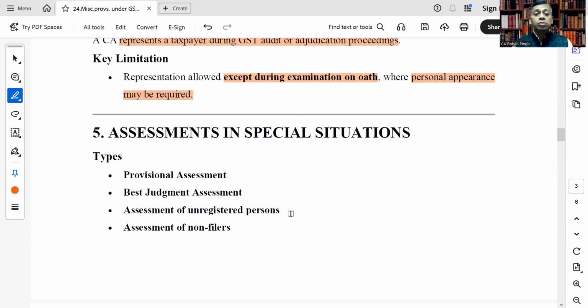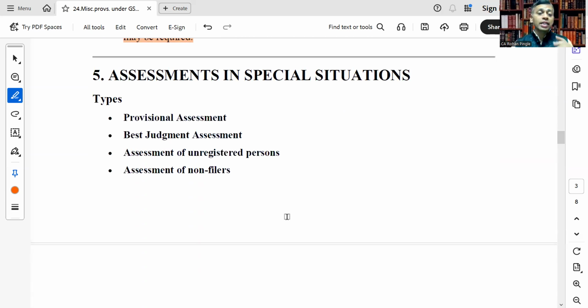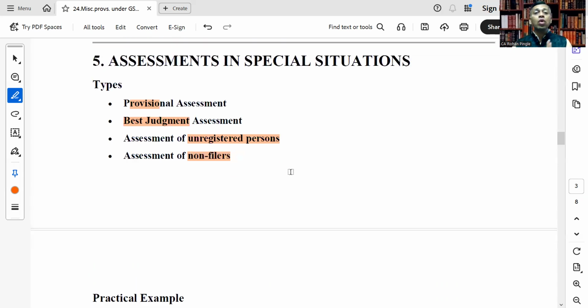Next, assessment in special situations. Let's understand the types of assessments: provisional assessment, best judgment assessment, assessment of unregistered persons, and assessment of non-filers.